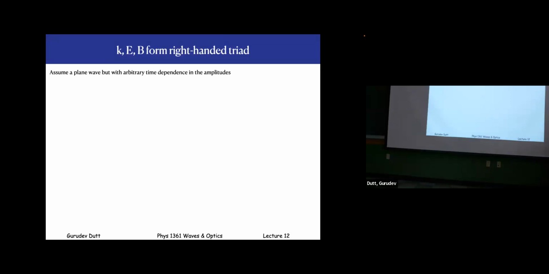So one of the consequences of the Maxwell equations is that k, E, and B form a right-handed triad in an electromagnetic wave. So I'll derive that now. To derive this, it's easiest if I just assume something very simple and show you the consequence rather than trying to derive the most general case. You can show it for the most general case, but it's easier if I just show it for a simple case like a plane wave. And you can trust me, hopefully, that it's also true in the most general case.